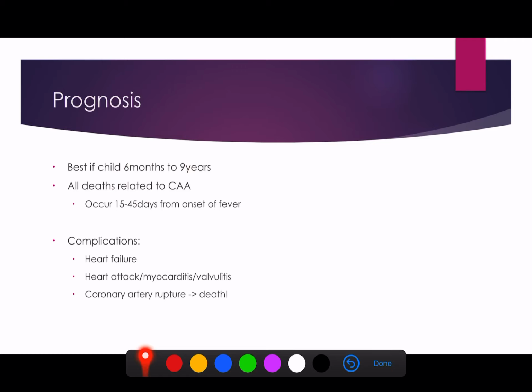Patients between 6 months to 9 years seem to do the best. Those outside of that range tend to do quite poorly, but it's quite rare to get it outside of that range. The main complications are all pretty much cardiac. Some patients can develop heart failure, and that can be due to myocardial infarctions or myocarditis. They can also develop a valvulitis as well, which may increase the risk of valvular dysfunction and again developing heart failure. And the thing that everyone worries about is coronary artery ruptures, which effectively lead to death because it's very difficult then to treat that in a timely manner.